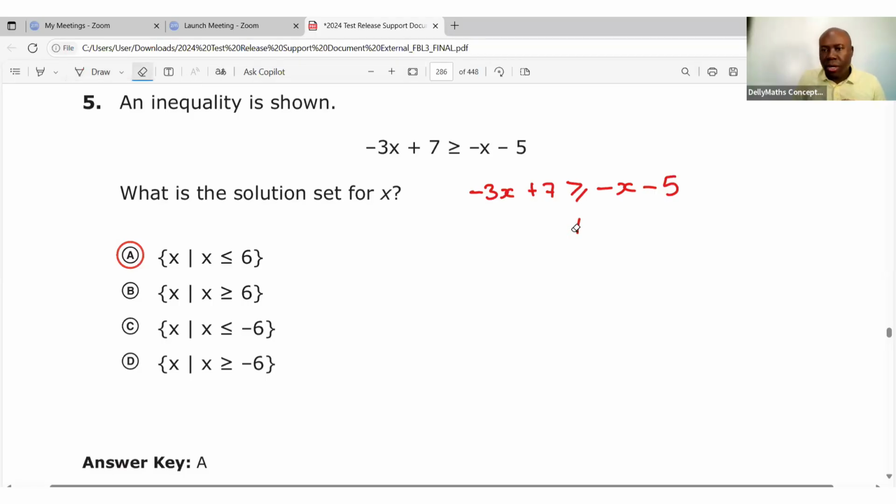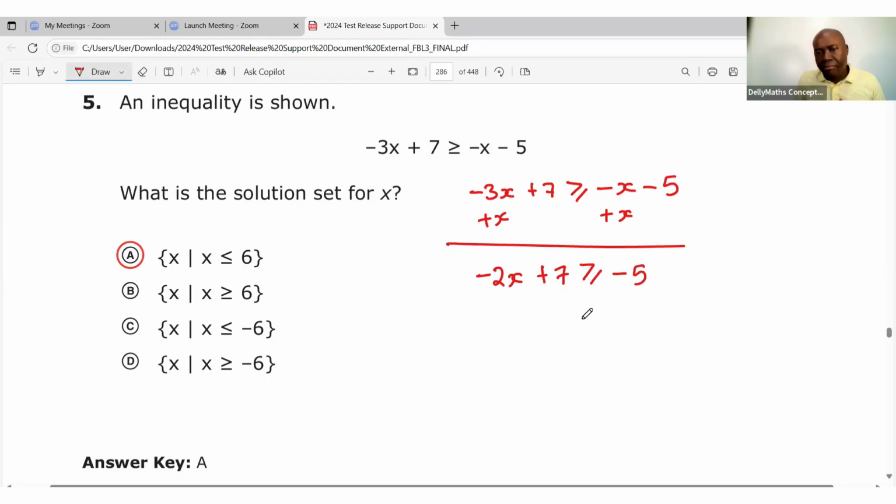If I'm going to collect the x's on the left side, I'm going to add x here and balance the equation by adding x. What we're left with is negative 3x plus x, which gives us negative 2x plus 7 greater than or equal to negative 5. Let us remove that positive 7, so I'm going to subtract 7 from both sides. So what are we left with? Negative 2x, this becomes 0, is greater than or equal to negative 12.